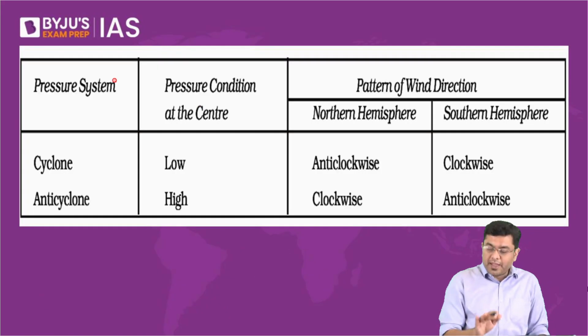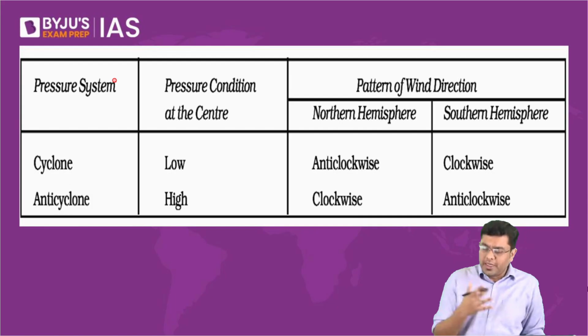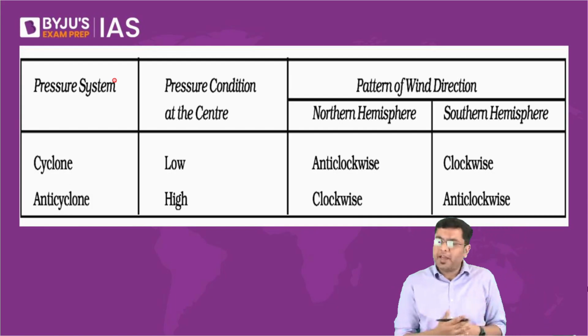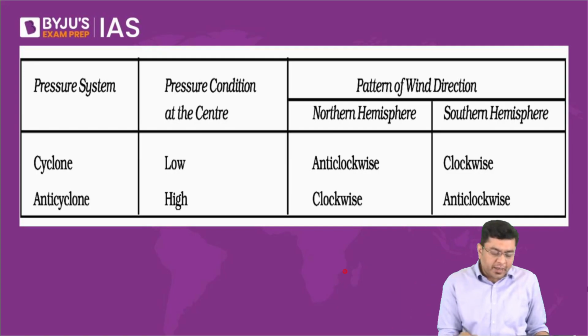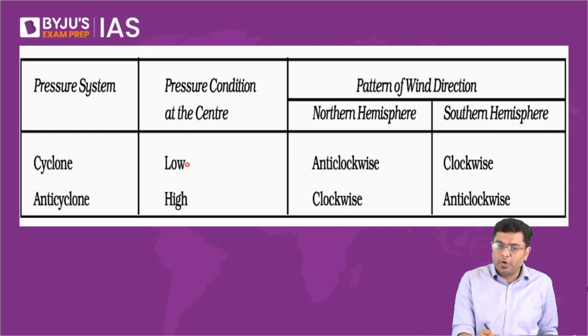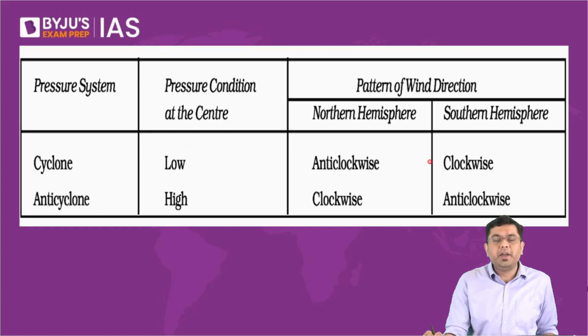Nonetheless, for all those who still would like to revise some of the aspects, this is for your revision purpose. So a cyclone is a low pressure at the center, anti-clockwise in the northern hemisphere, clockwise in the southern hemisphere, and the opposite stands for an anticyclonic circulation.